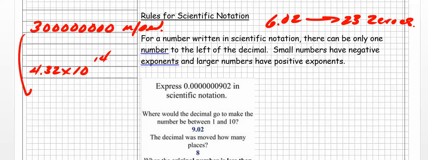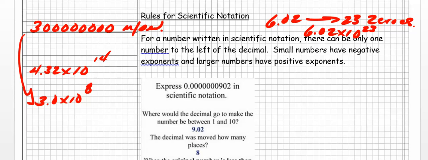If I wanted to write the speed of light, for example, instead of writing 3,000,000,000, I could write it like this. The speed of light is 3.0 times 10 to the 8th meters per second. Now that's obviously much easier to do. Or if I wanted to write the number 6.02 with 23 zeros, I could write it as 6.02 times 10 to the 23rd, just like that. Obviously, a lot less cumbersome than physically writing out 23 zeros.